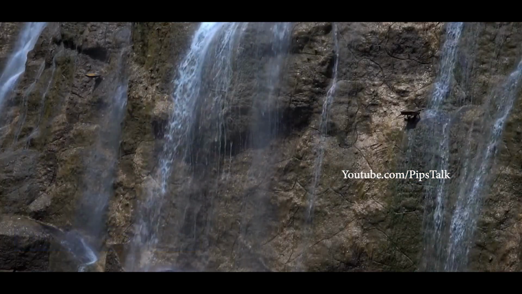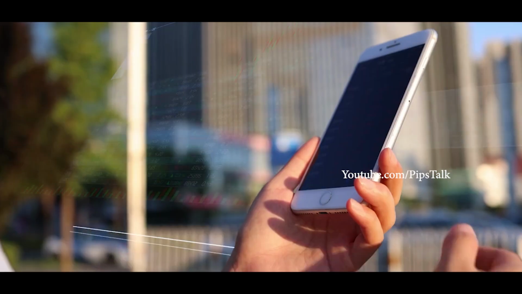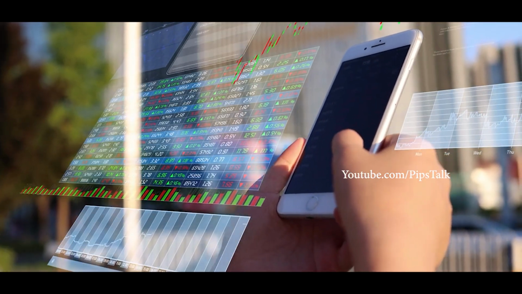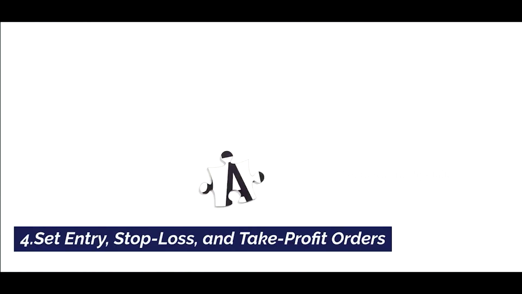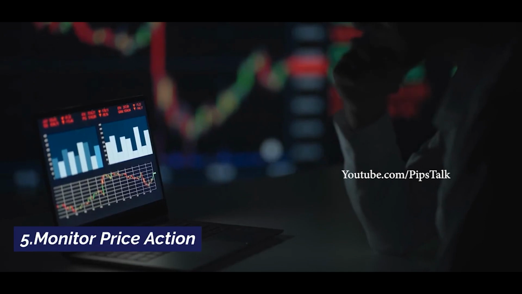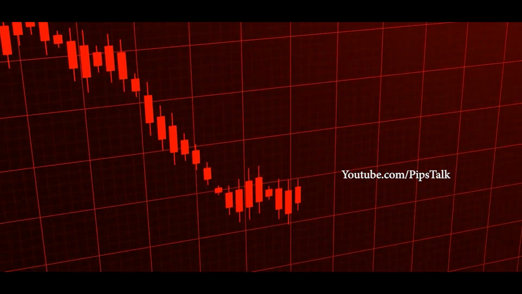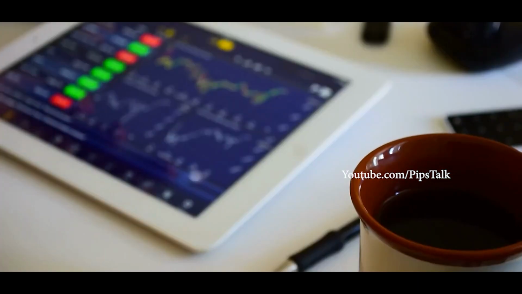3. Wait for confluence. Traders often look for additional confluence, like support and resistance levels or other technical indicators, to confirm their trade decisions. 4. Set entry, stop loss, and take profit orders. Determine your entry, stop loss, and take profit levels, and manage your risk diligently. 5. Monitor price action. As the pattern unfolds, closely monitor price action. Be prepared to adjust your trade or exit if the market behaves differently.